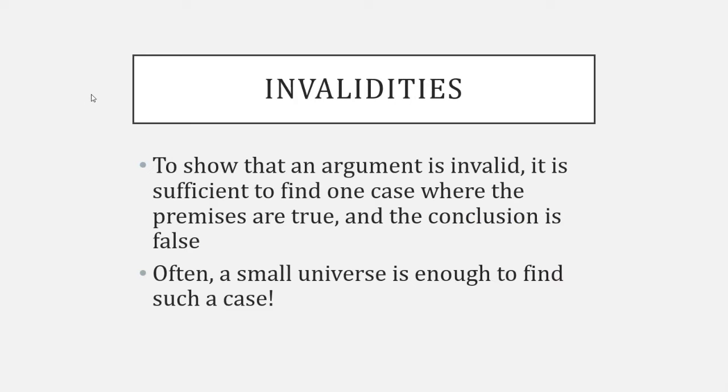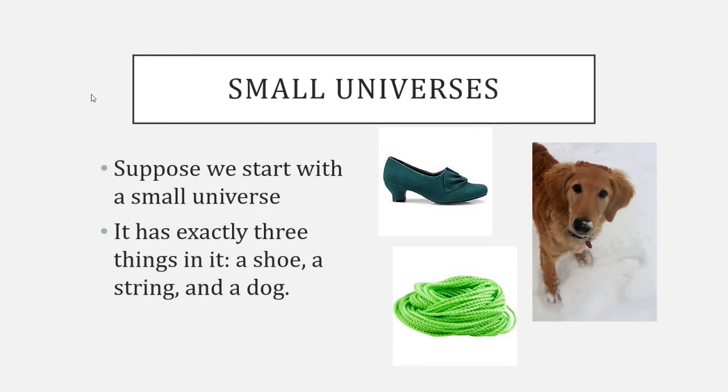Often it's the case that when we're trying to show that the premises could be true while the conclusion is false, remember, we're trying to demonstrate that it's possible that this could be the case to show that the argument is invalid. And if you can show that it's possible in a small universe of discourse, then it's likewise going to be possible in the total universe, the large universe of discourse. So let's start with a very small universe. It's got three things in it, exactly three things. It's got this shoe, it's got this string, and it's got Henry the dog. So a really small universe, just three objects.